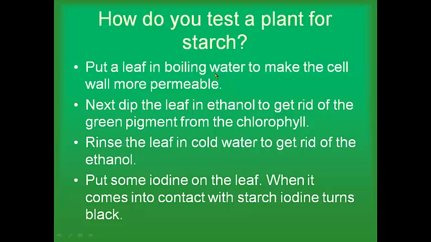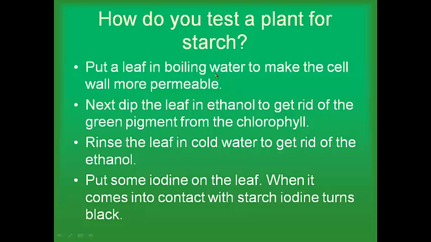And finally, we're in class for our labs. We're going to test plants to see if they've created starch. We're going to test to see if photosynthesis is actually happening. And the way we do that is when you put iodine, it's a chemical, on starch, it will change the iodine from brown to black.